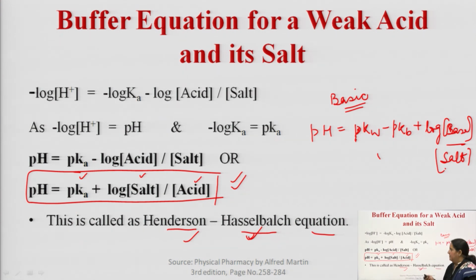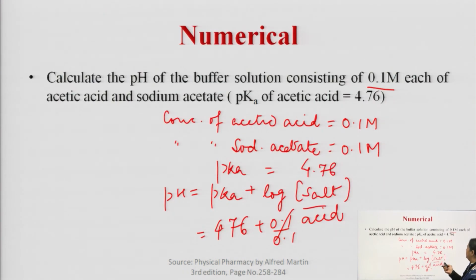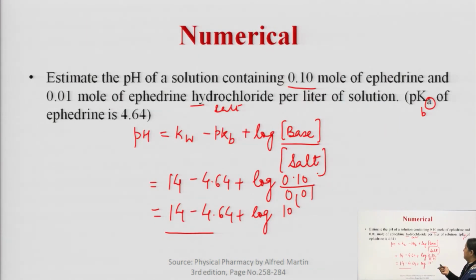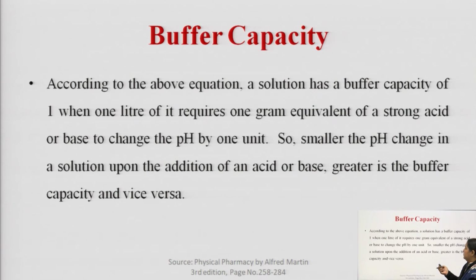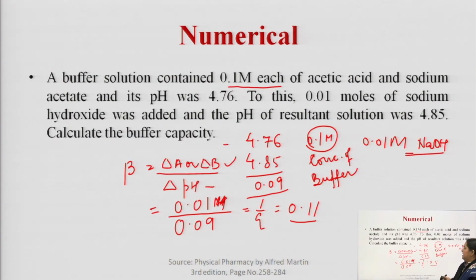And the third concept that we have studied today is the buffer capacity, right. It was represented by beta, and it is equal to the amount of strong acid or base that has been added to the buffer system to change the pH, divided by the change in the pH that has occurred on addition of the strong acid or base, right.